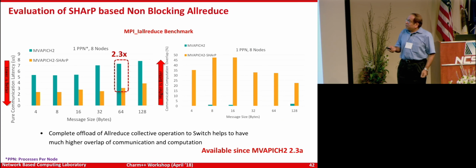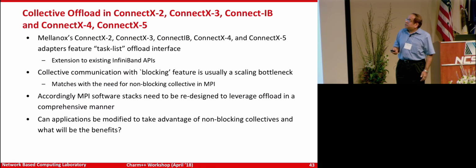We have enabled this in our MVAPICH2 stack. You can turn on a flag saying, let SHARP be triggered. Here you can see the latency and the throughput. You can get almost a 2.3x benefit, and a very big overlap, because the network is doing the work now. If you can orchestrate your computation, you can overlap with almost the entire operation. So these are the next generation systems. You may need to rewrite or modify your applications to get these benefits.